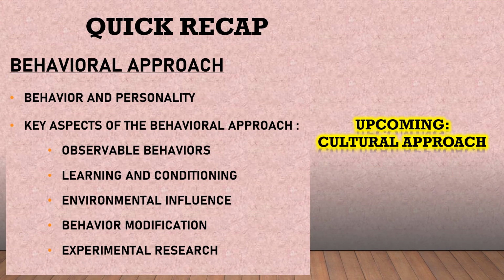Now let's have a quick recap on what we have learned. We have learned the behavioral approach: what is behavior and personality, how they are connected, and the key aspects of the behavioral approach, which include observable behavior, learning and conditioning, environmental influence, behavior modification, and experimental research. The behavioral approach has contributed valuable insight into understanding how environmental influences can shape and modify personality through observable behavior.